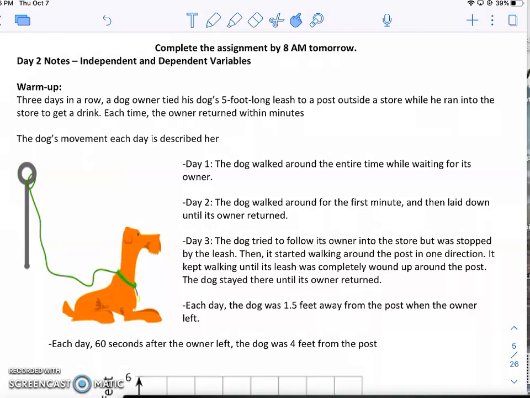So today we're going to build on our idea of graphing stories. For this warm-up today, we're going to take a look at 3 situations. And in class, I assigned everybody a different situation to graph.